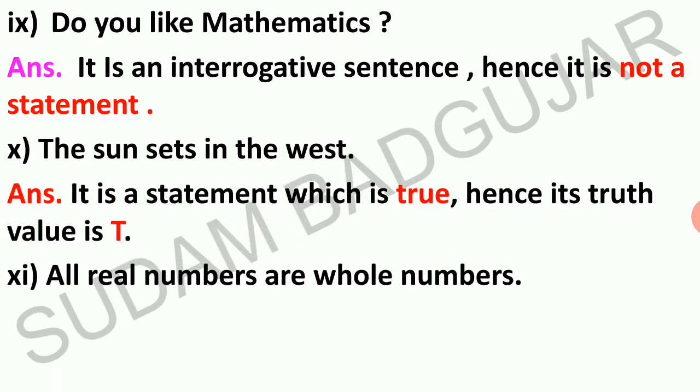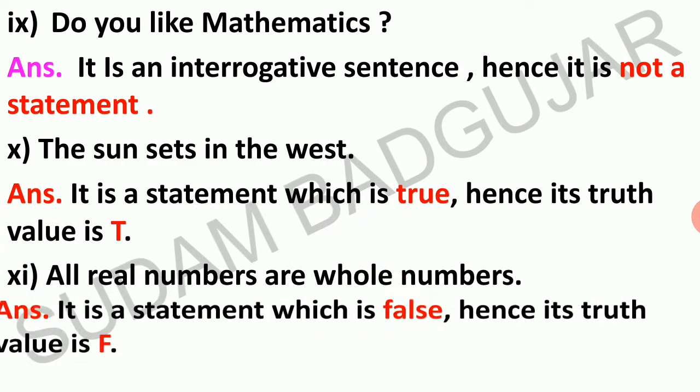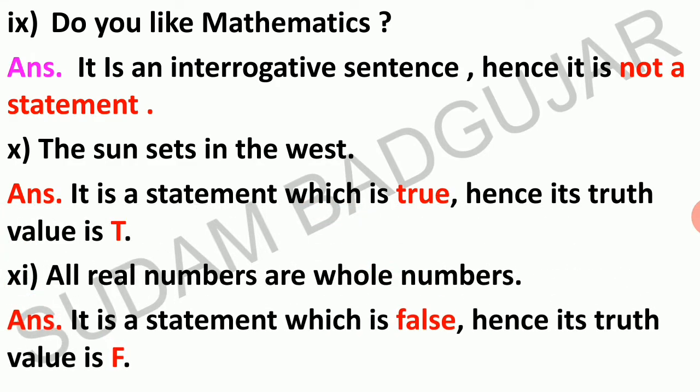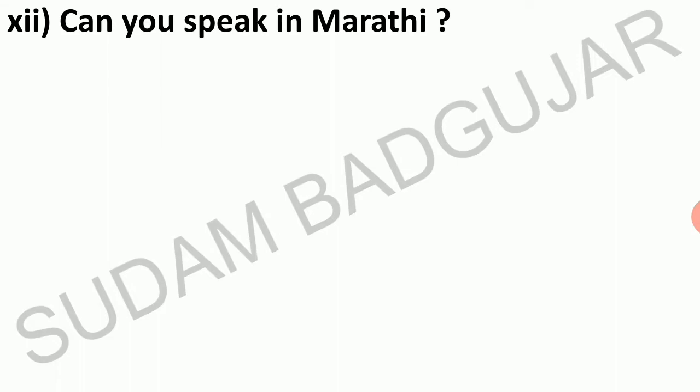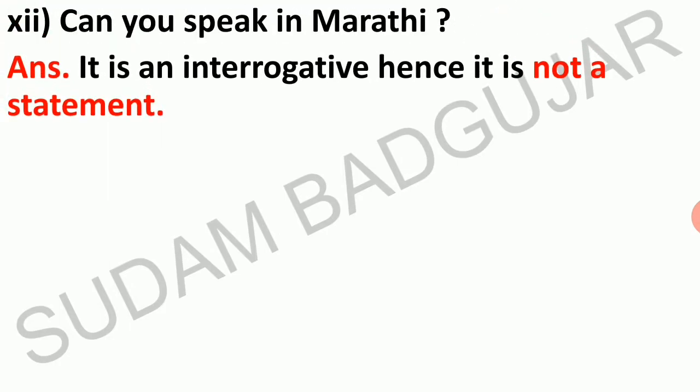All real numbers are whole numbers. It is a statement but which is false, because the set of real numbers is a superset of all number systems except complex numbers. The set of whole numbers is a subset of the real numbers. All whole numbers are real but all reals are not whole numbers. So it is false. Now next question is question number 12. Can you speak in Marathi? It is an interrogative sentence, hence it is not a statement.